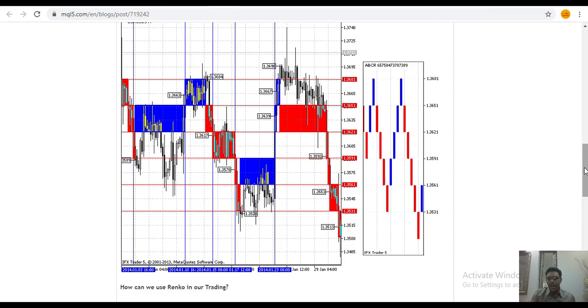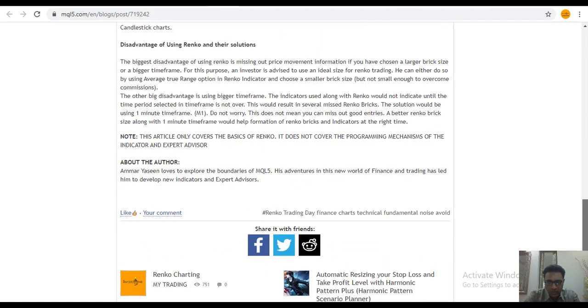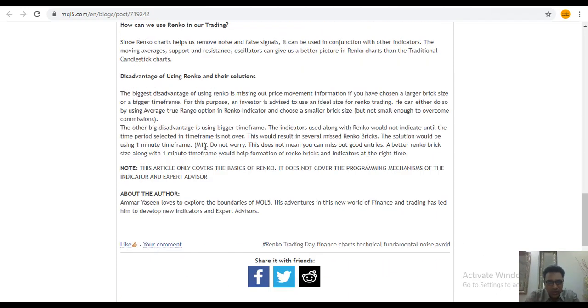I recommend at least a 5 pip brick size or 50 points. That is my advice. Anything lower than that would be too fast for you to handle. And of course, it wouldn't cover your commissions if you're using a strategy on them. So avoid going that small.